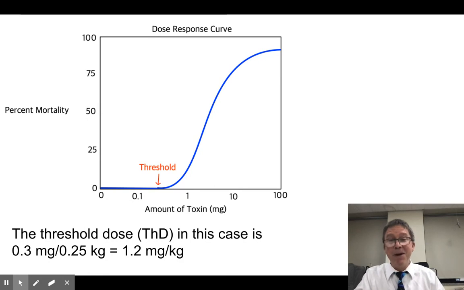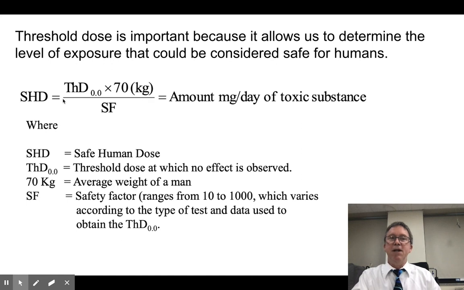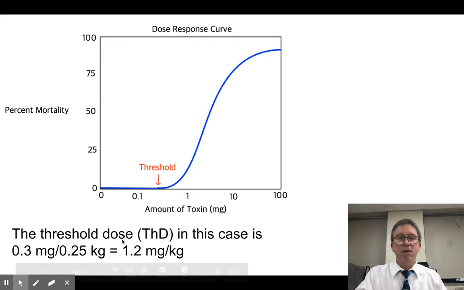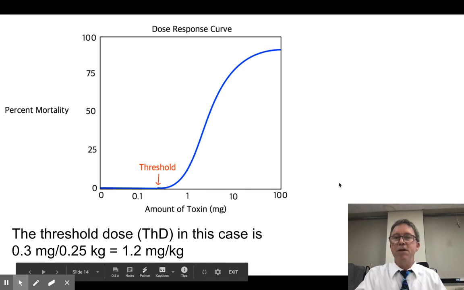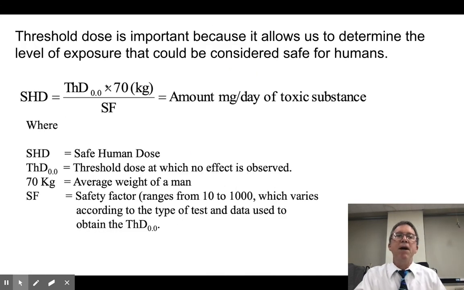But I'm not worried about mortality. I'm worried about harm. So I use this equation here to find what we call the safe human dose. I'm going to take the threshold dose, which we just had from here, which was 1.2 milligrams per kilogram. I'm going to multiply it by the standard mass of a human being. That would tell me how much would start killing people. But I don't want to kill people.